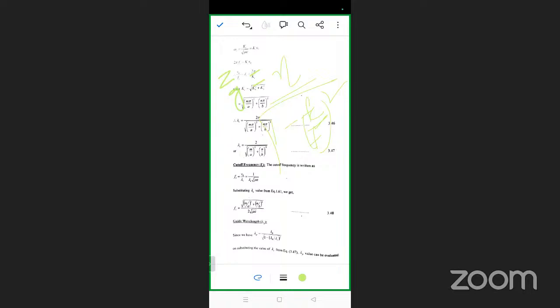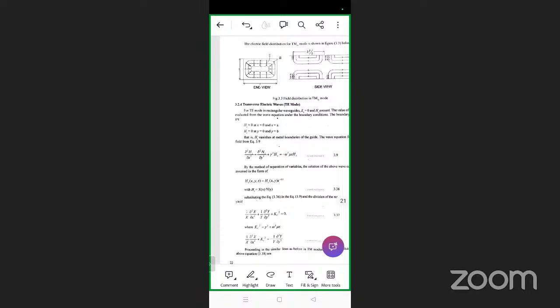So we completed the rectangular waveguide part. What did we complete? Rectangular waveguide. Next, what do we have to discuss? Circular waveguide.